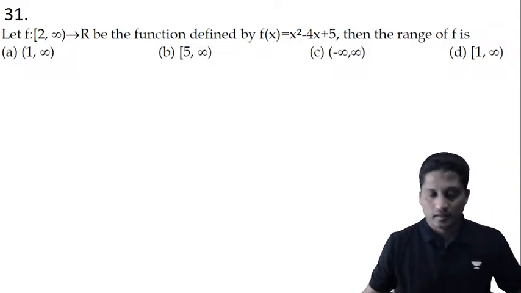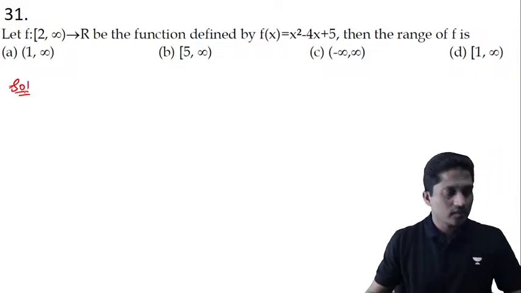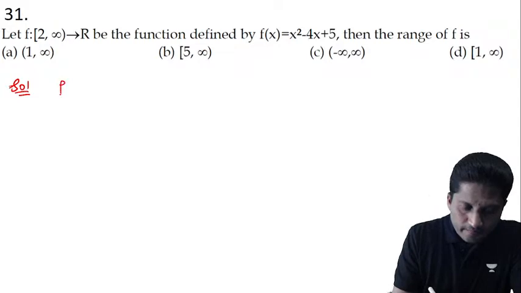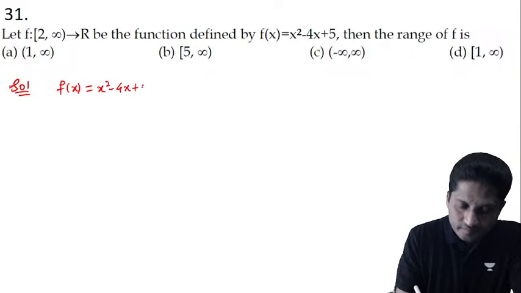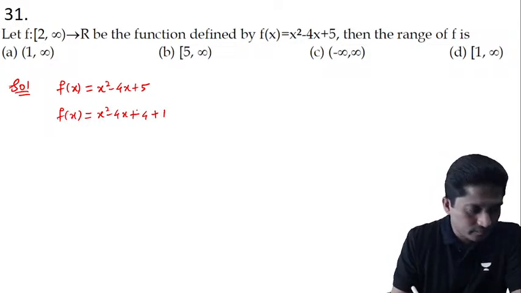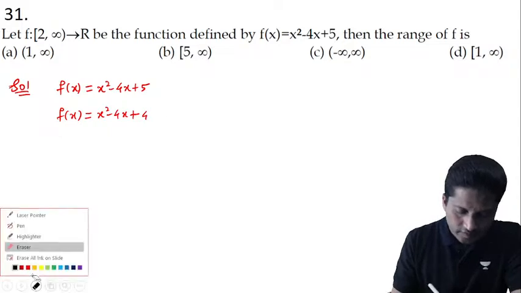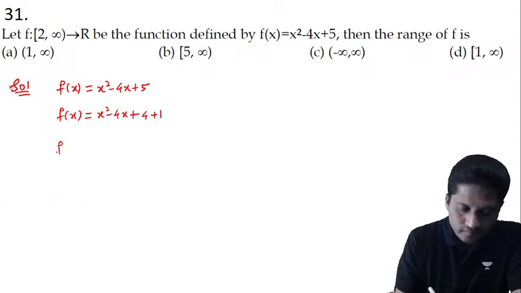Alright guys. I'm supposed to find the range of this function. f(x) is equal to x square minus 4x plus 5. I can write this as x square minus 4x, and 5 can be written as 4 plus 1, right? So f(x) is equal to the first three terms, the perfect square, (x minus 2) whole square, plus 1.